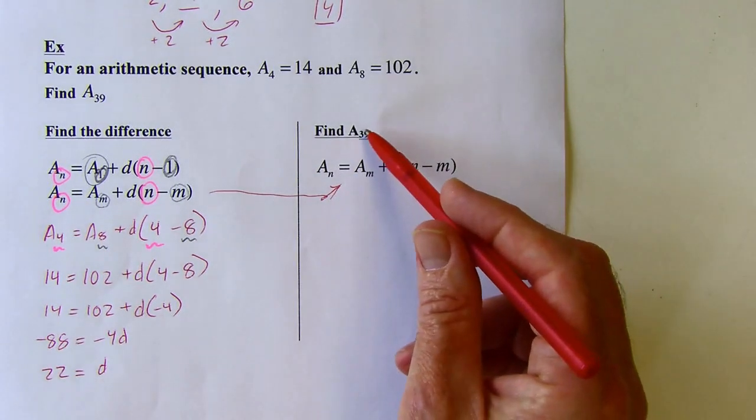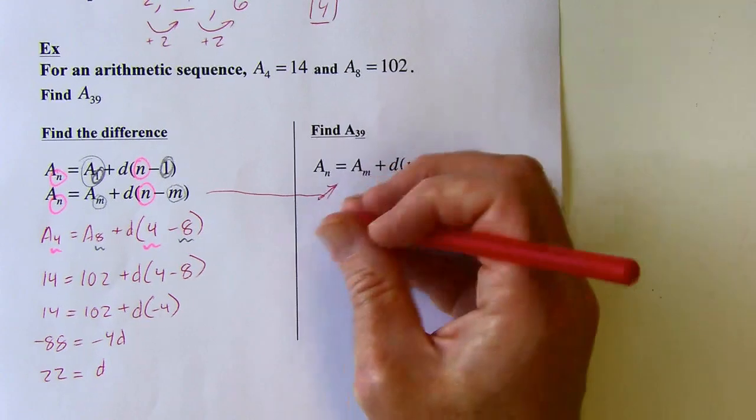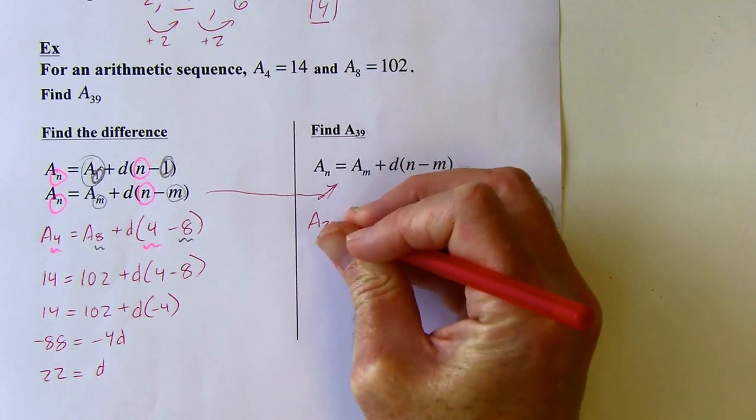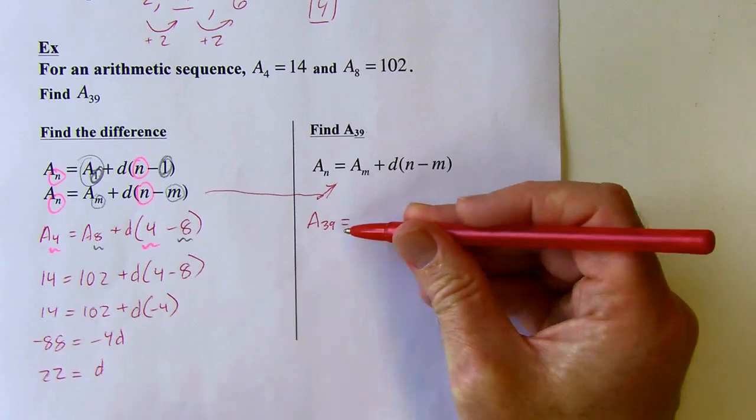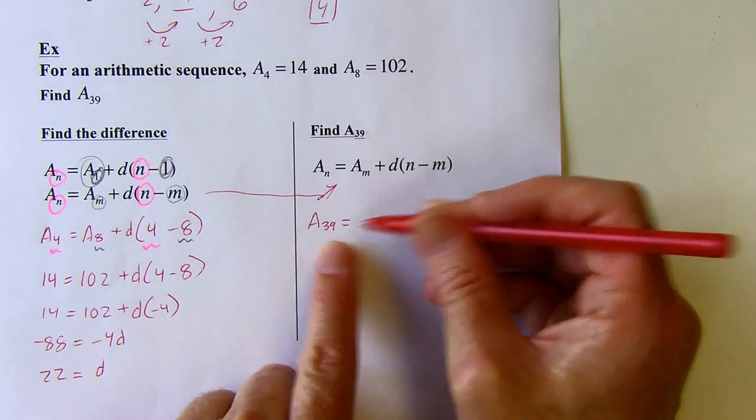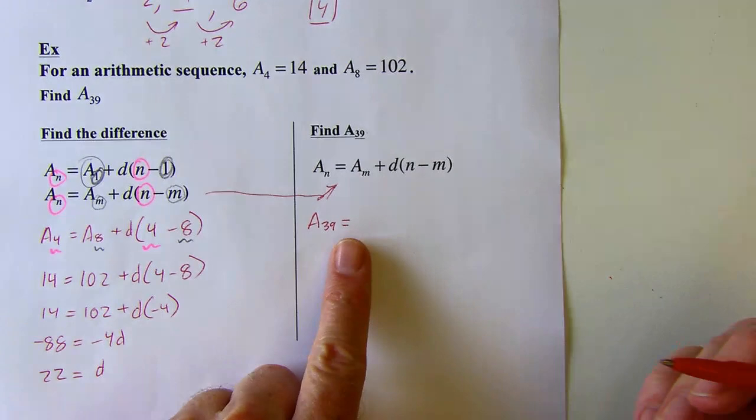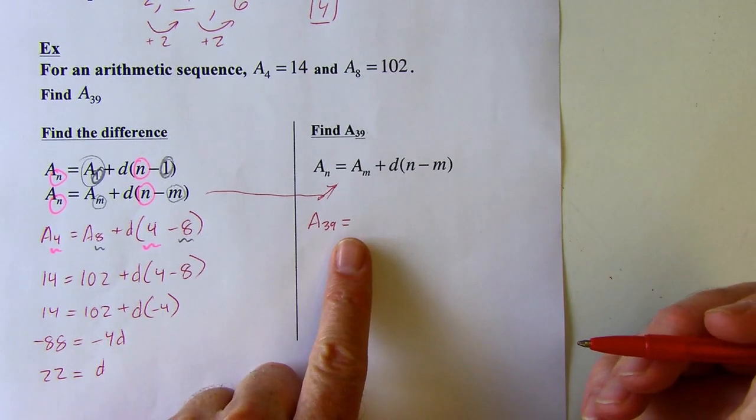I'm looking for a sub 39. So what I'm going to do is put a sub 39 in that first position so that I've got it isolated. So when I sort out the rest of it, it'll tell me what a sub 39 is, okay?